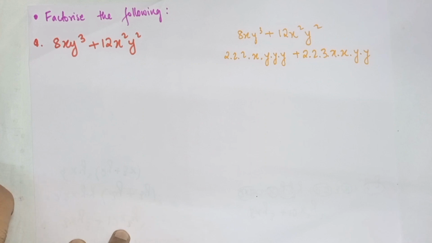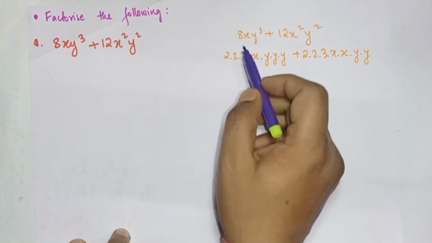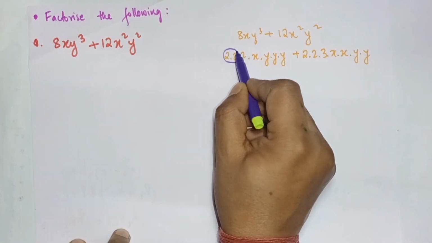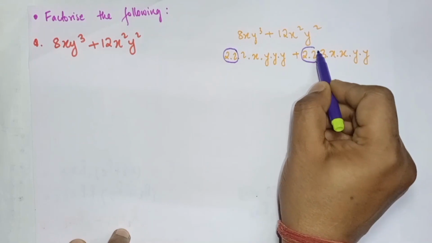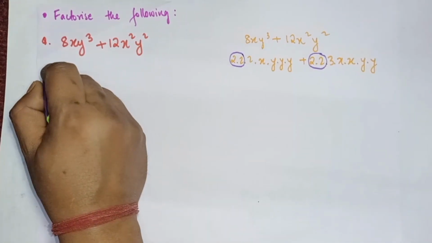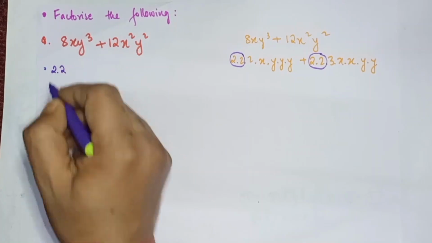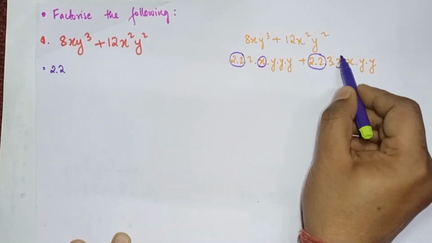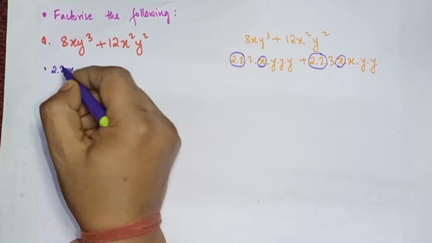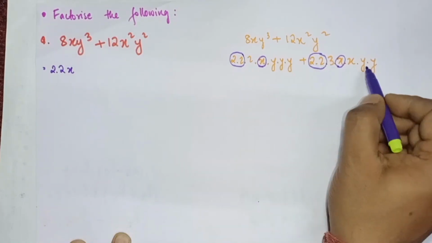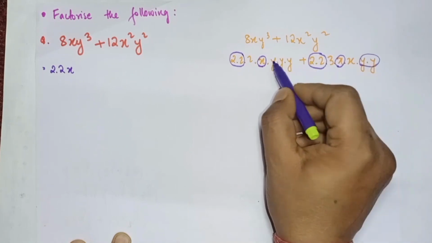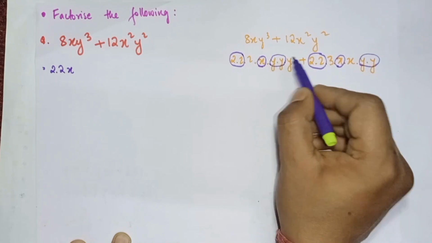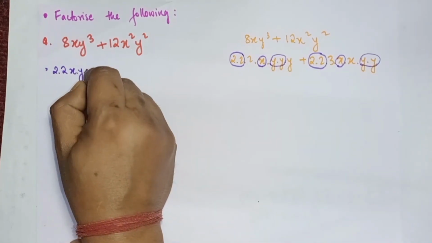Now what you have to do is check the common factors. You can see 2 twos are 4, so both 2s are matching. I'll write 2 into 2. Now what is matching here? You can see 1 x is there and on the side there is also 1 x, so that means x. Next, y square: you can see y and on the side is also y. So I'll take that common, y.